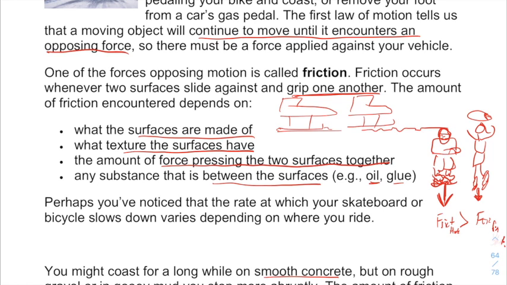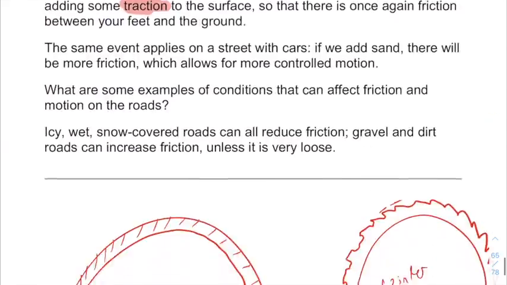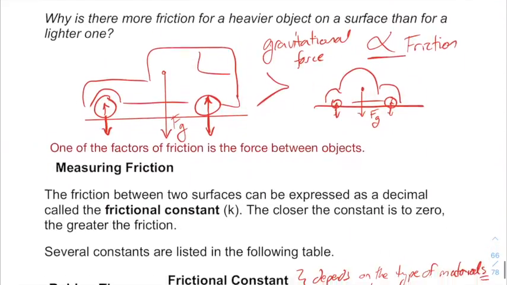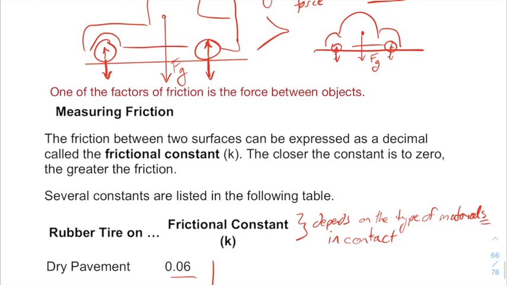And also that the combination of these two materials and where they press on each other creates what is known as a frictional constant. That frictional constant can be used in the future to calculate how much friction is affecting our objects.